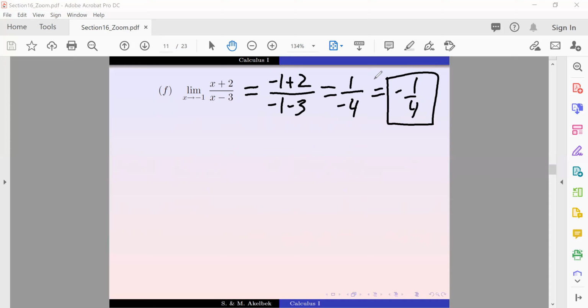Questions? Yes. Does it matter if we put the negative sign in front of it or if we just leave it in the denominator? Those are two correct answers. You can leave it like this, that's correct. Thank you. It's all equivalent, yes.